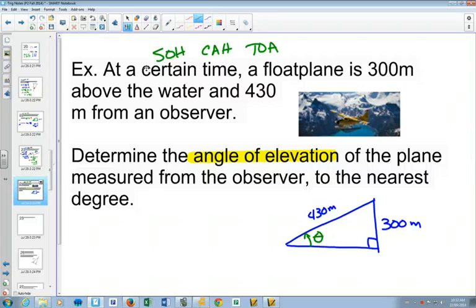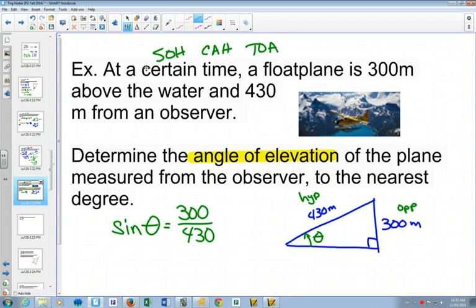The angle we're finding there is theta. Now, according to that angle, the 430 would be the hypotenuse, because that's always opposite the 90 degrees. And the 300 would be the opposite. So are we going to use sine, cosine, or tan? Sine. Sine of angle theta will be the opposite, 300, over the hypotenuse, 430. That's my sine ratio.